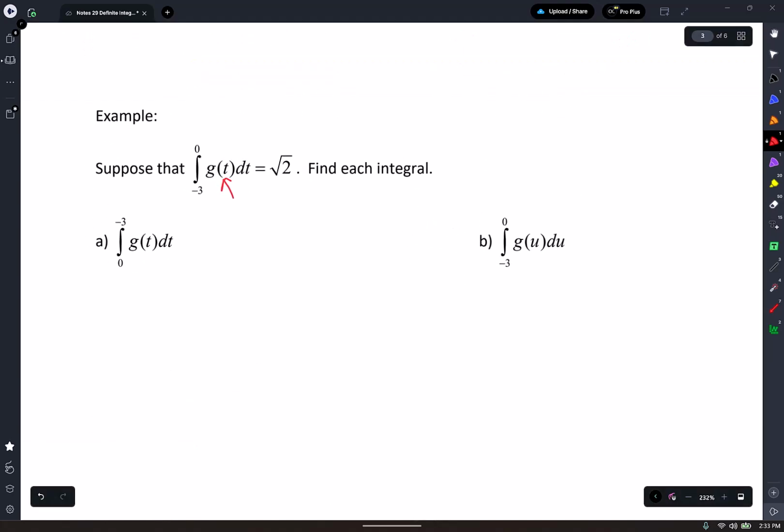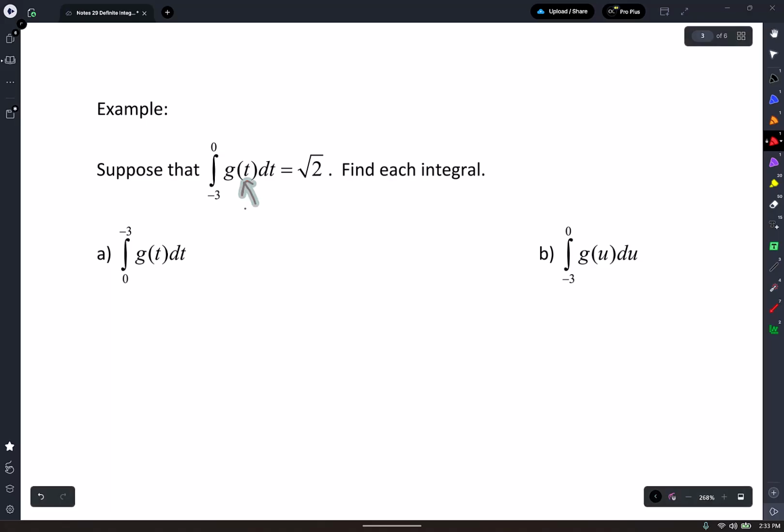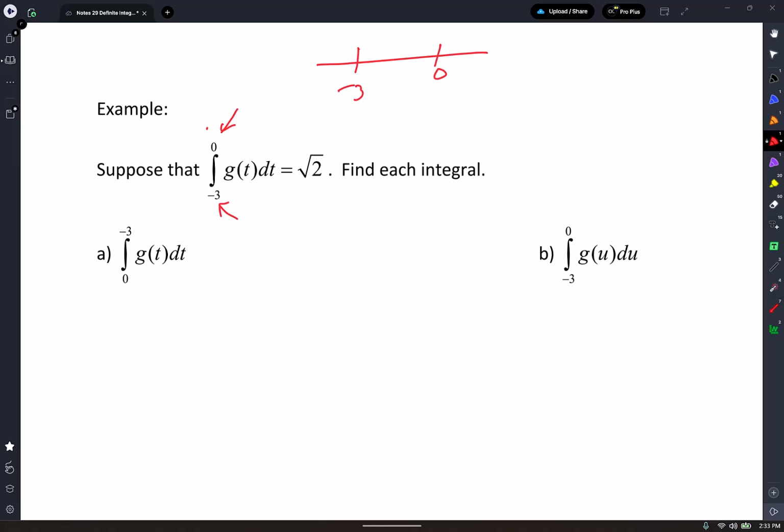Okay, here we go. Here's what they tell you, and you don't know what this curve looks like. All we know is you start at -3 and you stop at 0. On a number line, -3 is to the left and 0 is to the right, so we're good right now. And this area is square root of 2. That's all we know right now.